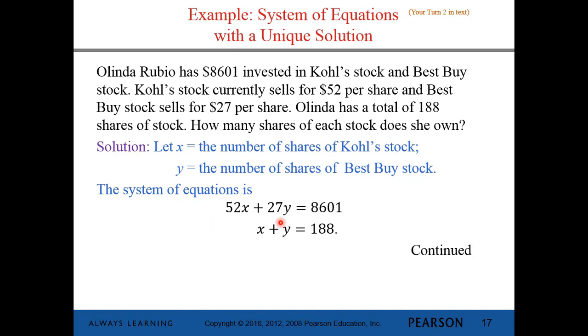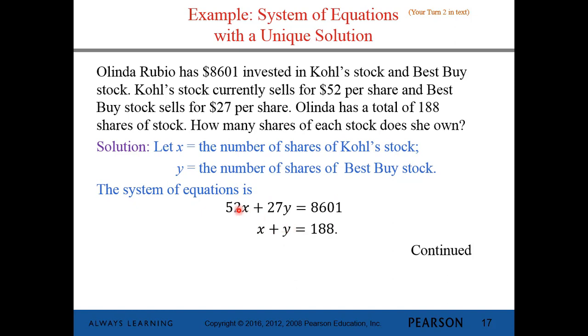So now here are the two equations that I was just talking about in words. We know that $52 times X plus $27 times Y has to add up to 8601. And we also know that the number of shares of Kohl's and the number of shares of Best Buy have to add up to 188. So now we have our system of equations, and all we have to do is solve it and we're done. So let's use the echelon method. We've got it already in proper form.